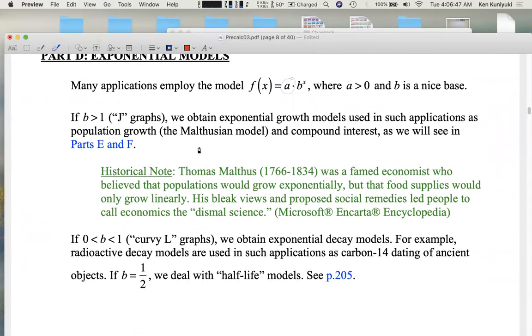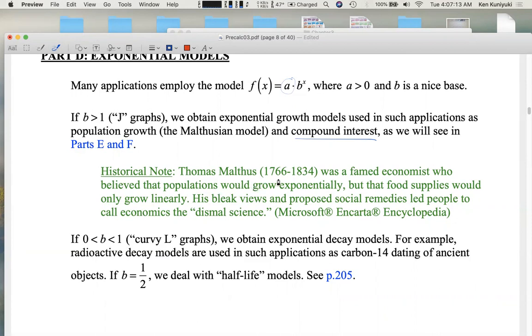All right, so if b is greater than 1, by the way, let's assume a is positive for now, and b is a nice base. If b is greater than 1, then we get a J graph, and we obtain exponential growth models used in applications such as population growth, like the Malthusian model. And we'll talk about that. Also, compound interest. We'll talk about that in the next video.